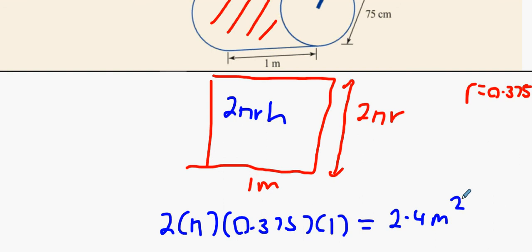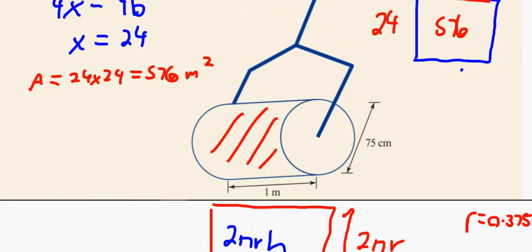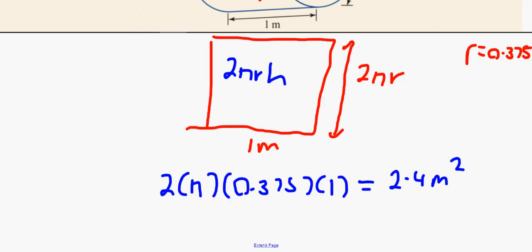What happens every time you roll this? How much does it cover? It covers the full curved surface area. When you roll a cylinder, if you roll a Coke can, if it does one full rotation, it covers the full label, if you get what I'm saying. So each rotation covers 2.4 meters squared.